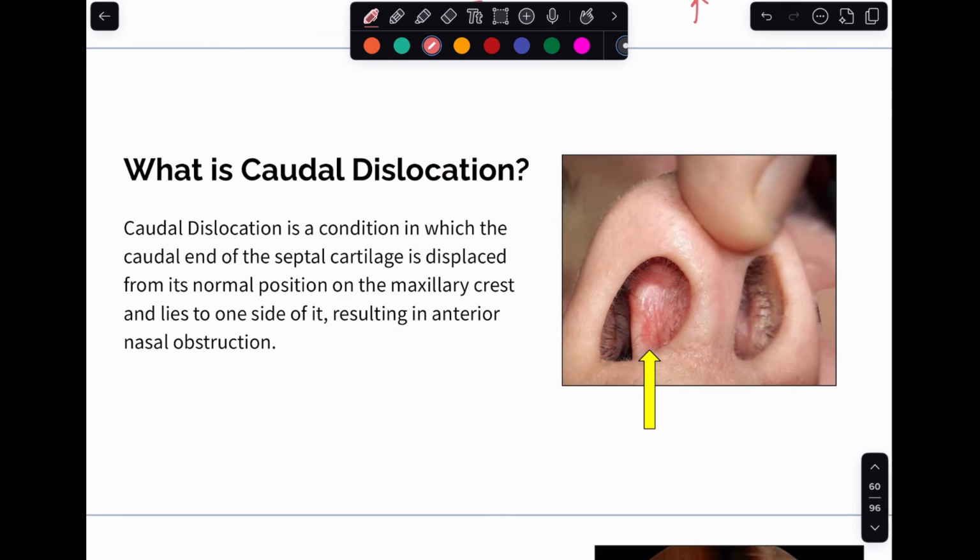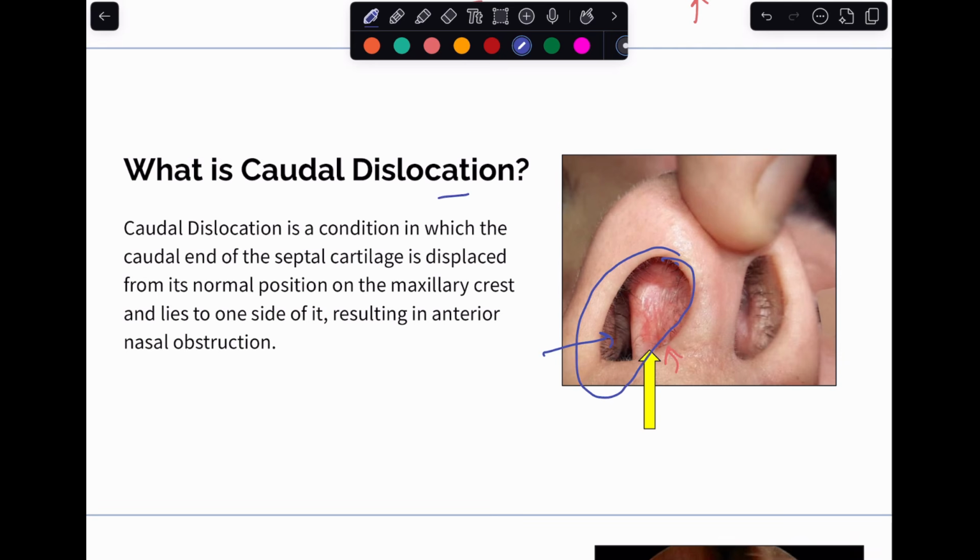We were talking about caudal dislocation. So this is a very important thing that you need to know here. What is caudal dislocation? So when you raise the tip of the nose of the patient, sometimes you'll see a deviation like this, where the caudal end of the septal cartilage gets displaced from its normal position on the maxillary crest, and it comes to lie on one side of the nasal cavity. This results in an anterior nasal obstruction. So this is what a caudal dislocation looks like.